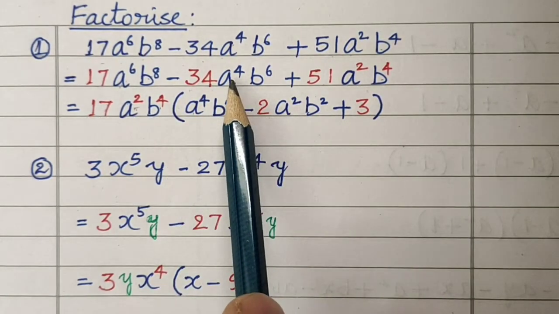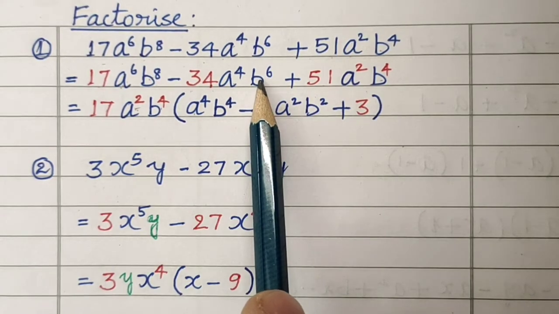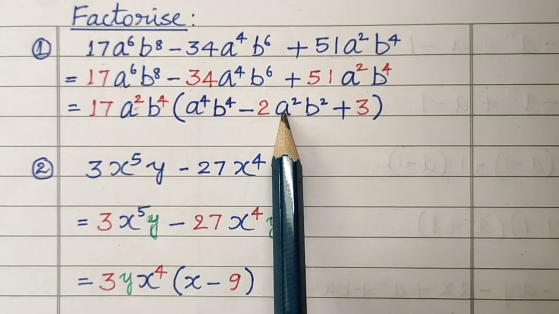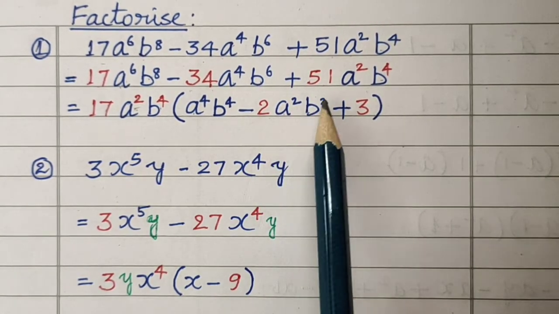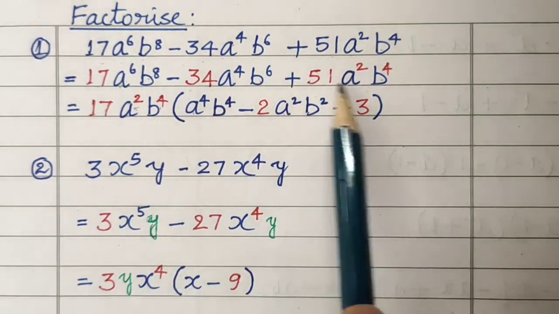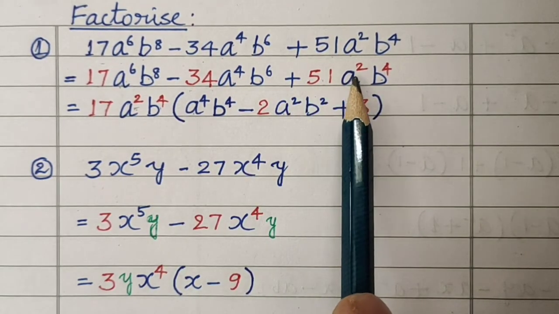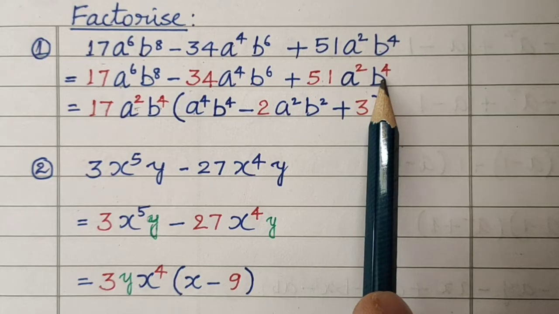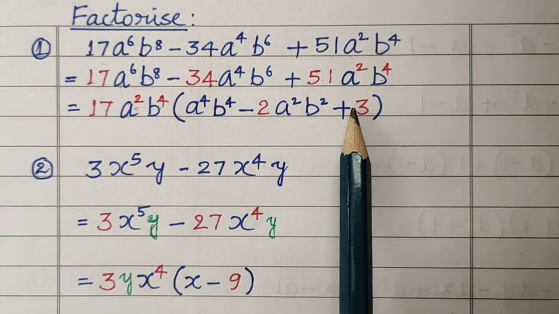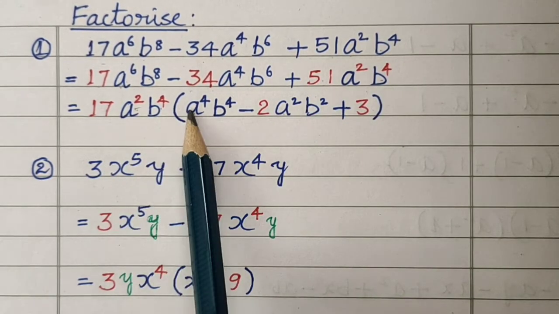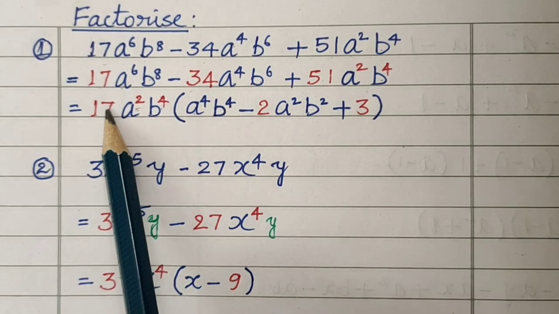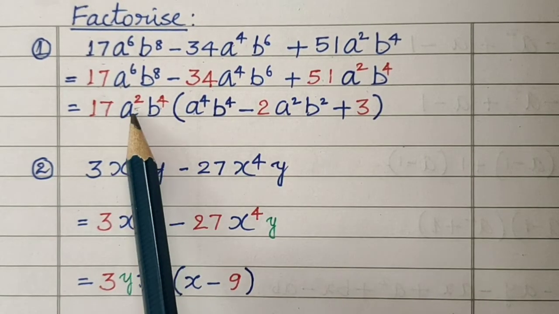So when you take out a to the power of 2 and b to the power of 4 from this, we are left with a square b square. When you take out 17, 17 threes are 51. When you take out a to the power of 2 and b to the power of 4, we are left with 3. So when you multiply this, we should get back the original. 17 ones are 17.